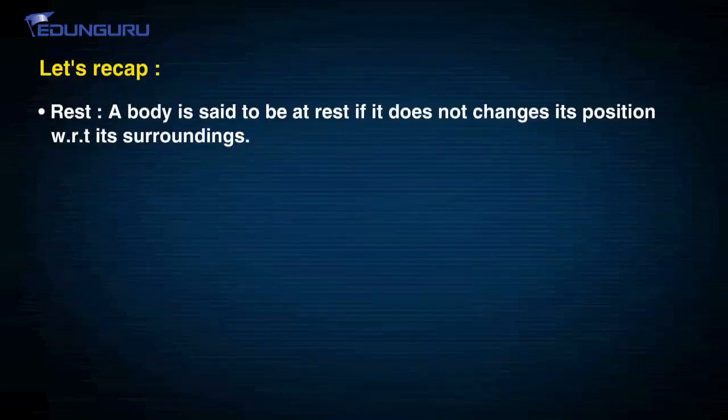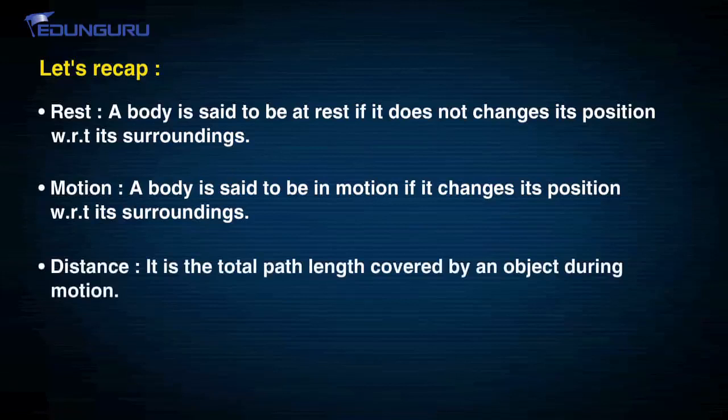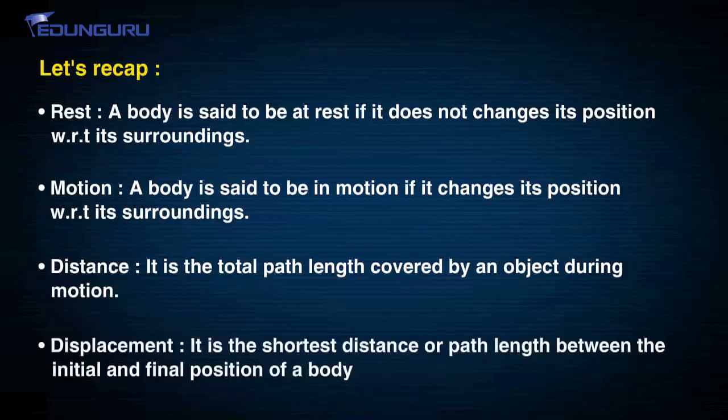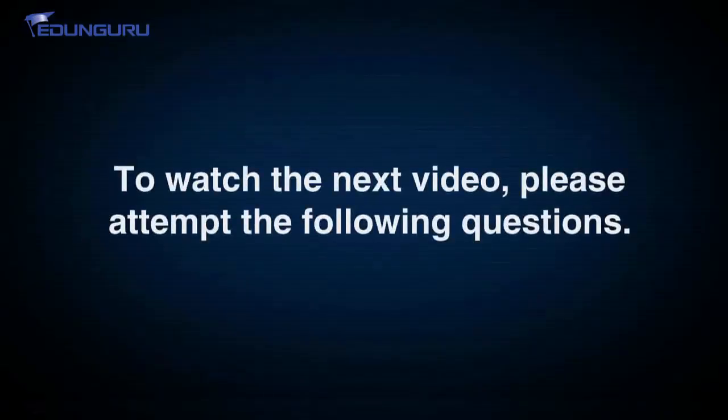In this module, we studied about rest. A body is said to be at rest if it does not change its position with respect to its surrounding. We studied about motion. A body is said to be in motion if it changes its position with respect to its surrounding. We studied about distance, that is the total path length covered by an object during motion, and we also studied about displacement. It is the shortest distance or path length between the initial and final position of a body.